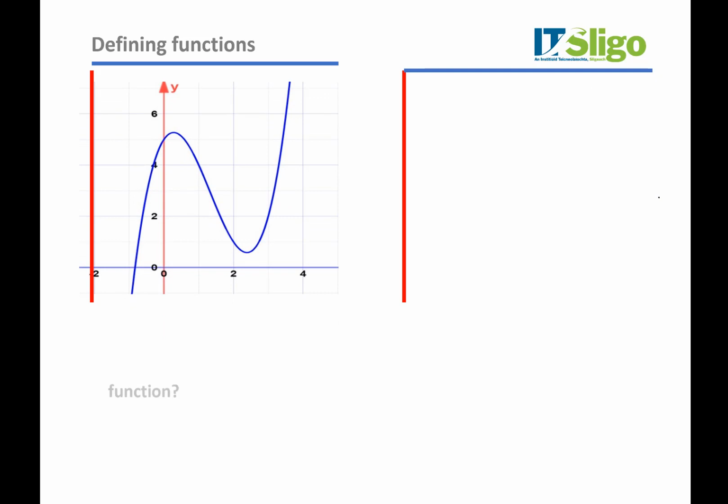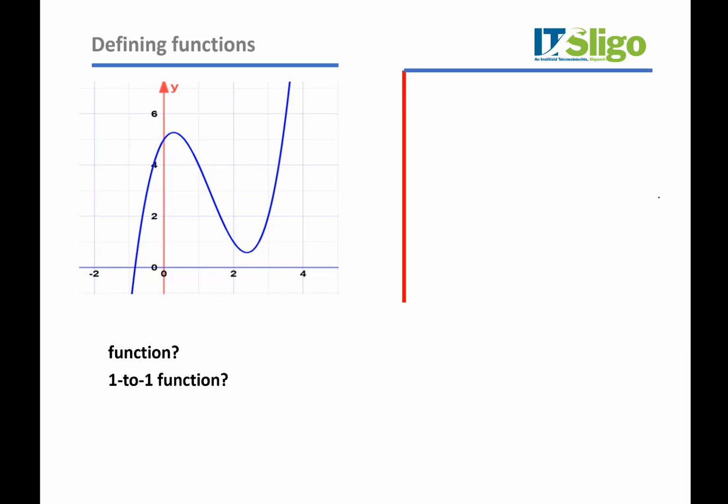Here's our cubic function. Is it a function? It is, because everywhere the vertical line is only cut once. Is it a one-to-one function? No, it's a one-to-many. Sorry, no, it's a many-to-one. All these inputs have the same output. So this is not a one-to-one function. Does it have an inverse? No, because it's not a one-to-one function.